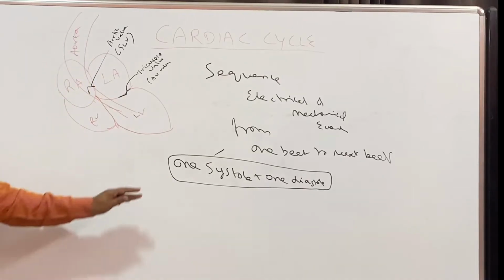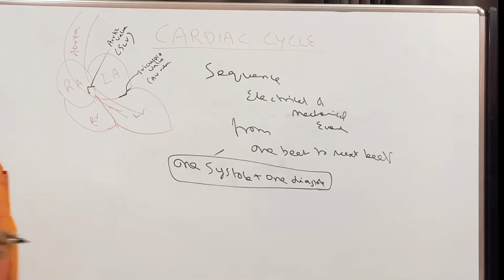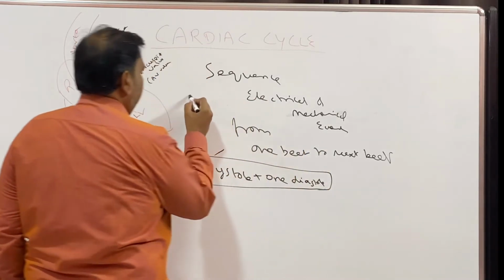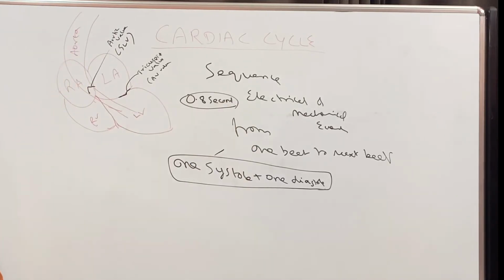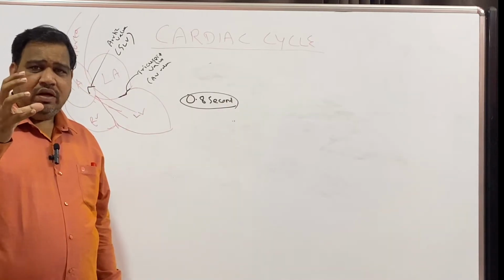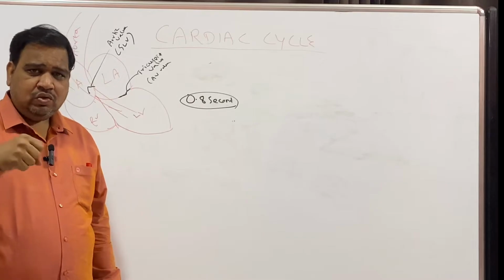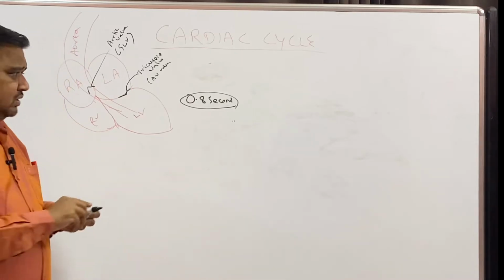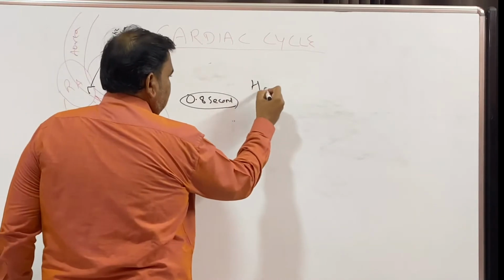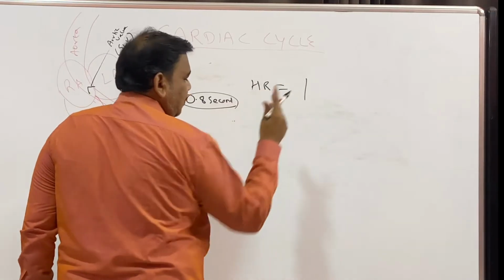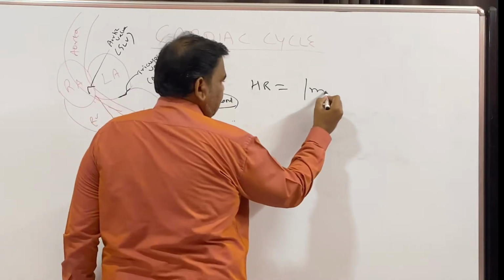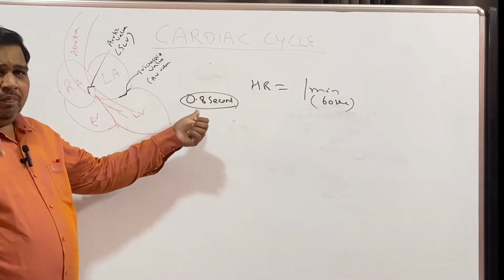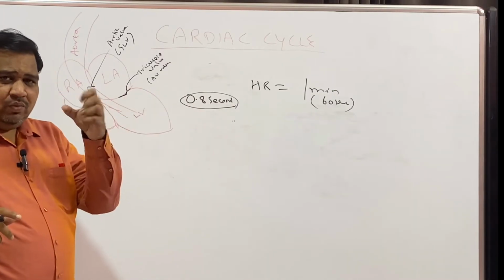So this is one cardiac cycle, and the duration of one cardiac cycle is, note it down, 0.8 second. Lub dub is 0.8 second. So for 0.8 second, the heart is beating once. So what will be the heart rate? Heart rate is nothing but how many times your heart is going to beat, lub dub, lub dub, per minute, which is 60 seconds.